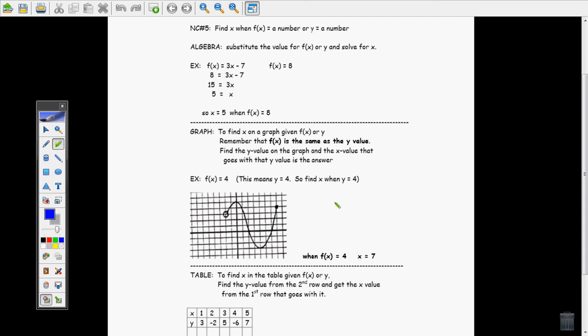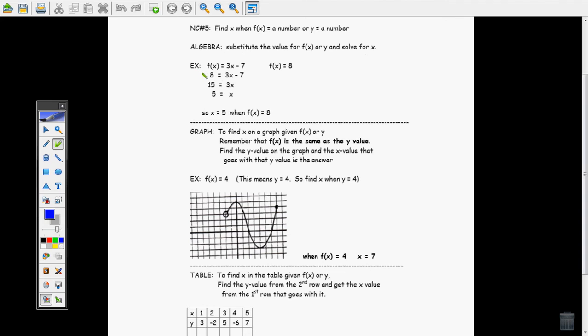Note card 5. Find x when f of x equals a number or y equals a number. So not f of x equals a, but when f of x equals a number or y equals a number. So it says algebra. Substitute the value for f of x or y and solve for x. Pretty simple.